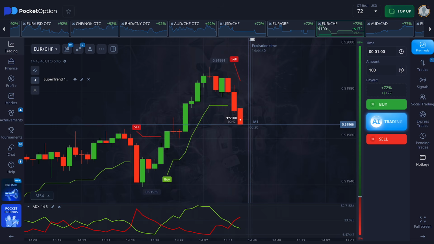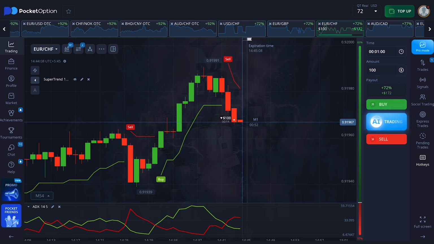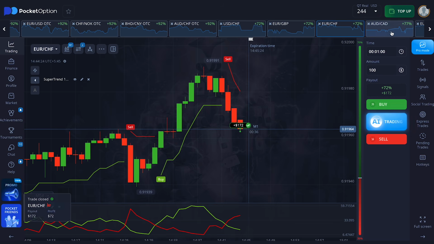Okay, and it is confirmed by the ADX. As you can see at the ADX, they are both intersecting each other. The green and red lines are intersecting each other from top to bottom, which also indicates that the trend will reverse. So that's the reason I have sold here. Okay, this is the second win of the day. Now let's go and find a similar type of pattern again.